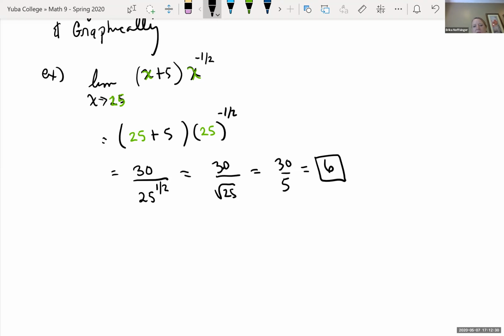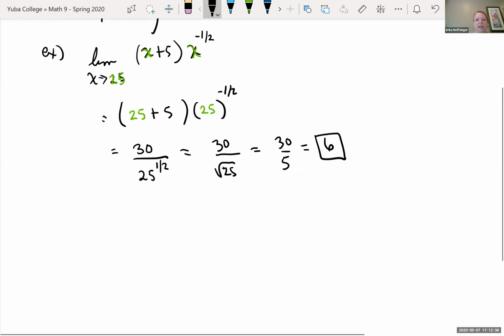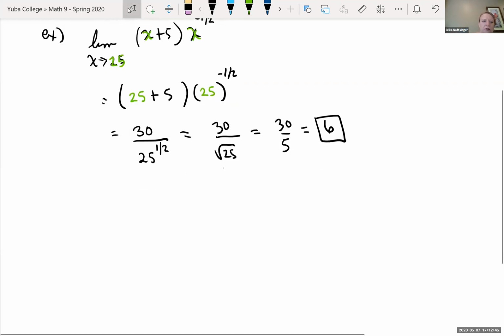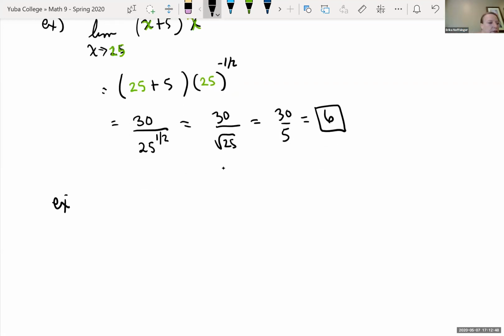There were times though when we got what we called indeterminate. It didn't tell us anything about the limit. And that's where we had to manipulate our function so that we could take the limit of it. So let's say now we have the limit as x is approaching negative 1 of 3x cubed minus 3x squared minus 6x all over x squared plus x.